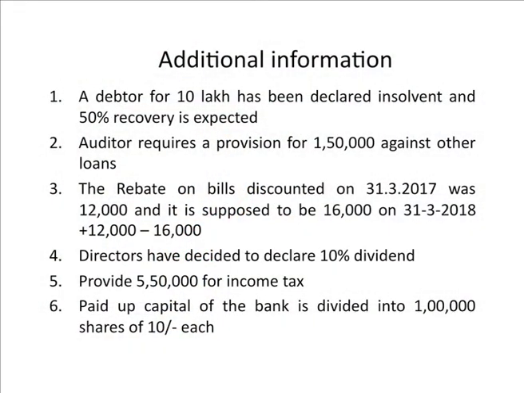Directors have decided to declare 10% dividend. So first of all we need to ascertain what is capital, it is also given. Provide 5,50,000 for income tax. This provision will again fall under the provisions and contingency schedule. Paid up capital of the company is divided into 1 lakh equity shares of 10 each. So we are having 10 lakh rupees as our share capital, out of which 10% is declared as dividend. So 1 lakh is our dividend. When dividend is declared, preliminary expenses have to be written off in full under operating expense schedule. So let us move ahead and do the solution for the given question.